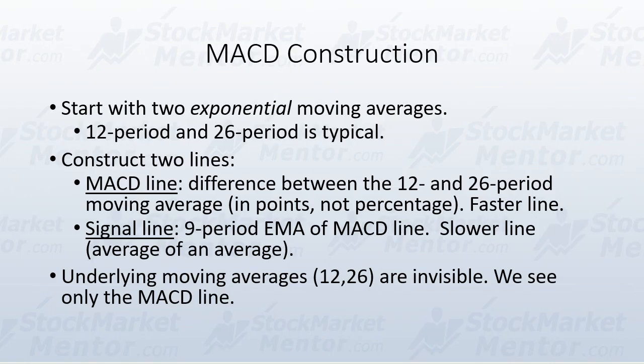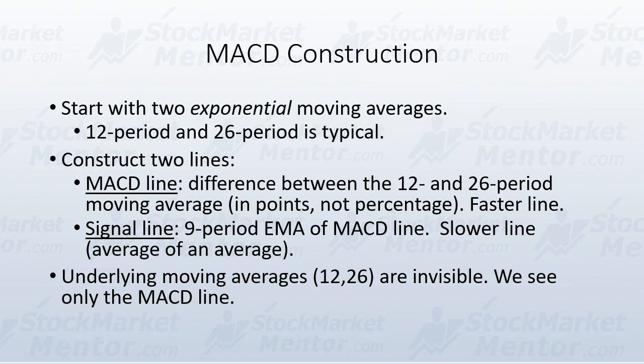But here's how it's actually constructed. We start with two exponential moving averages, and these are short ones, a 12 period and a 26 period. That's different than the 200 and the 50-day moving averages. The software does it for you. All you have to do is select MACD and you're in. The MACD line is the difference between the 12 and the 26 period moving average. That's the faster line. Again, it's the difference. It's a number.